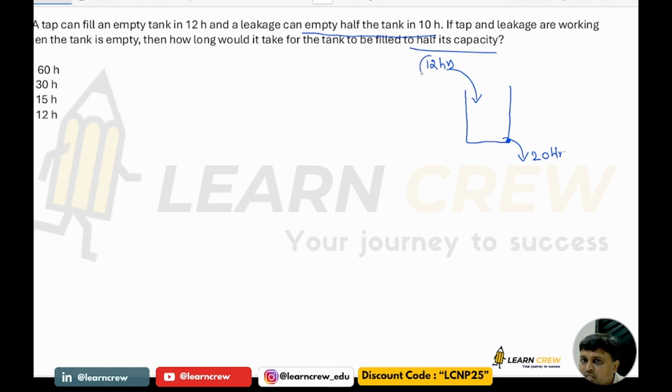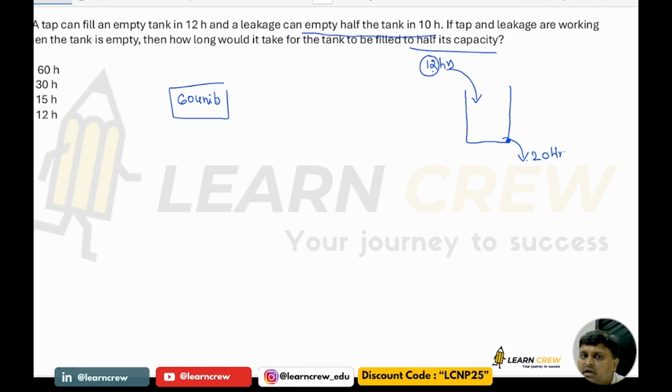One is taking 12 hours time to fill, the other is taking 20 hours time to empty. 12 and 20, what is the LCM? 60. So tank capacity is 60 units. Tank capacity is the LCM of 12 and 20. Why I am taking LCM? I can take any figure as tank capacity. But if I take like 90, it is not divisible. So if I take a number which is divisible by both 12 and 20, I will get the values in the integral form. Otherwise, I will get fractions.